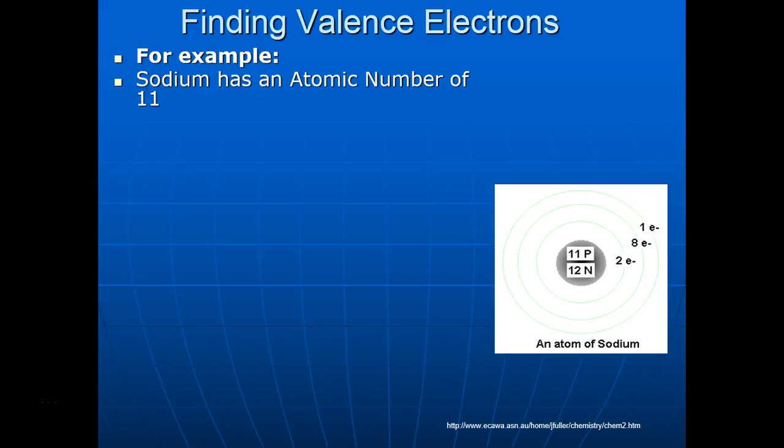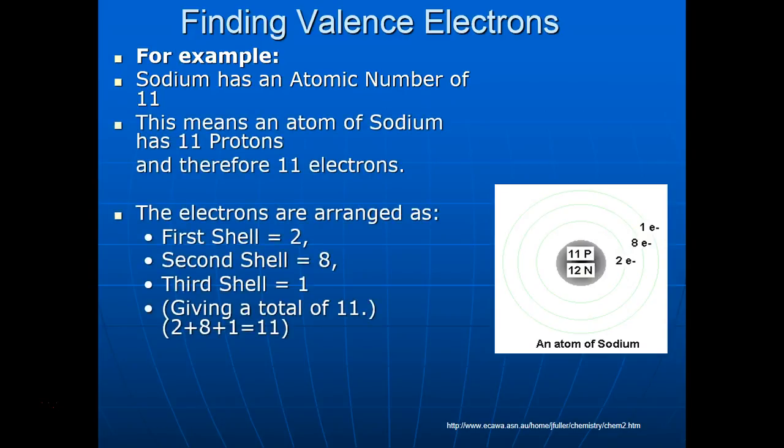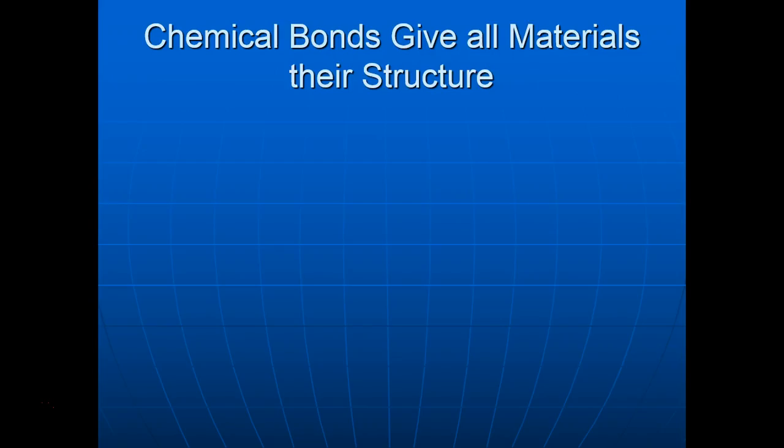When we find these, this gives us an idea of how many bonds we'll be able to use in covalent bonding. For example, sodium has an atomic number of 11, so that means it has 11 protons, and it would have 11 electrons in a neutral atom. The electrons are arranged as follows. In the first shell we have 2 electrons, that's the maximum it can hold. In the second shell we have 8 electrons, so we're up to 10 total, and that means in the third shell we have 1, that final electron. So sodium has 1 valence electron, and it's in group 1.